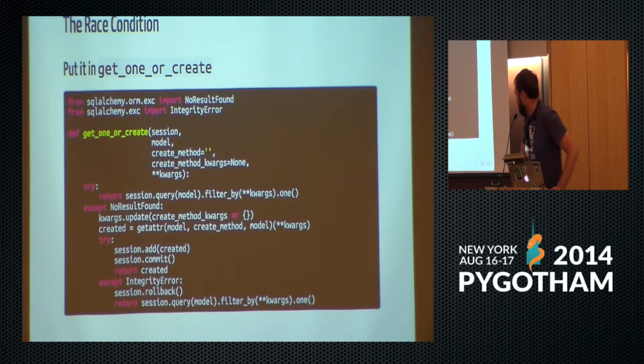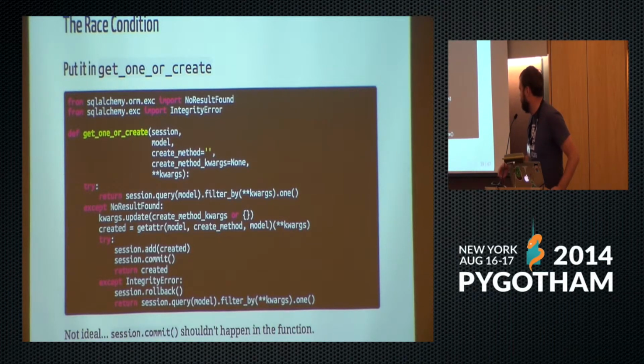Here we just do the try and except like normal with the no results found, but then we're going to add the thing to the session and commit it, and if that goes well, we'll return that created object. If we get the integrity error, we'll roll back the session, and then we'll query for it. So this is pretty good.